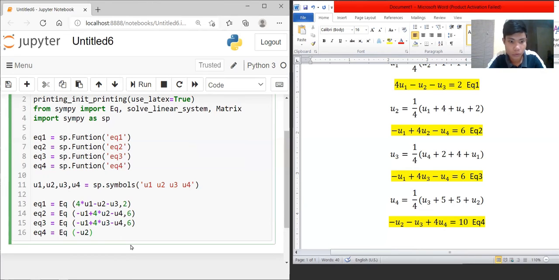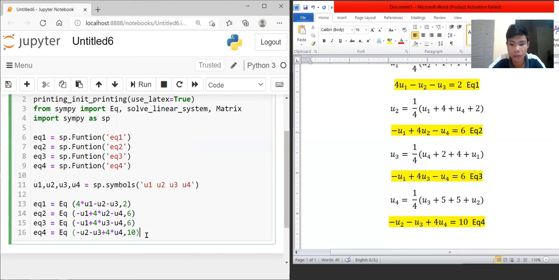u2 minus u3 plus 4 multiplied by u4 equals to 10. Negative u2 minus u3 plus 4 u4 equals to 10.